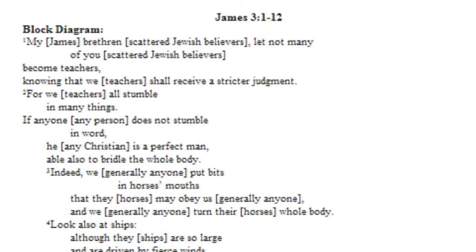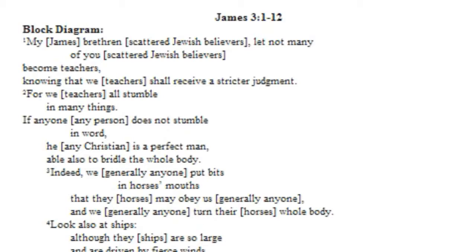So, if anyone does not stumble, in word is indented because that is supporting the stumble. So how do we stumble? We stumble in a word. He is a perfect man, able to bridle the whole body. Indeed, we. Now, who's the we? Well, it's generally anyone. We put bits in horses' mouths. Well, those bits are for the horses, so that's subordinate. So you see, I'm going through this to show you how this breaks down.